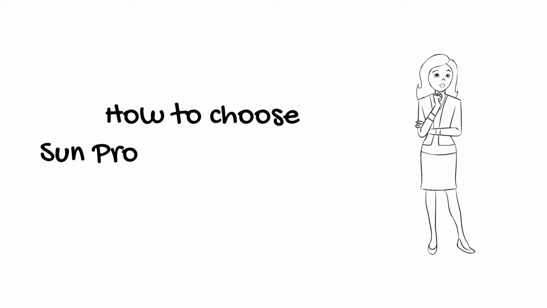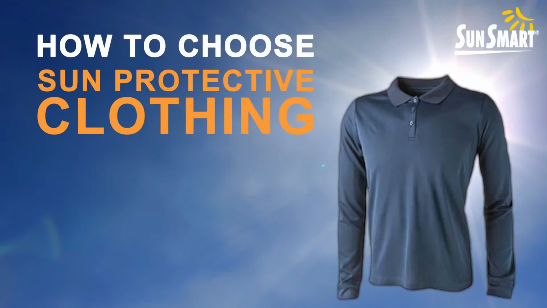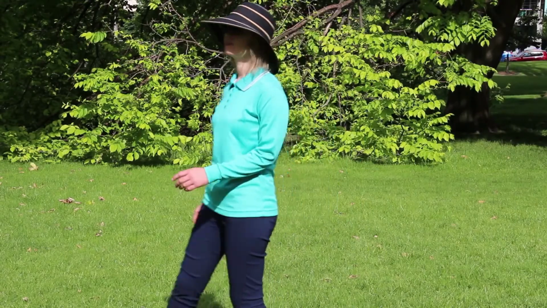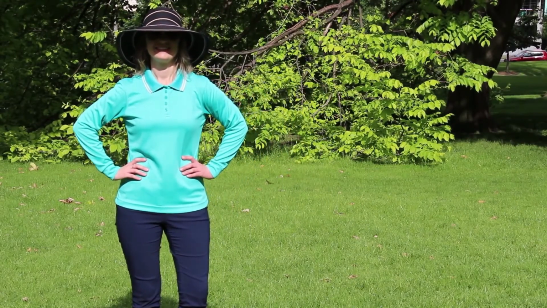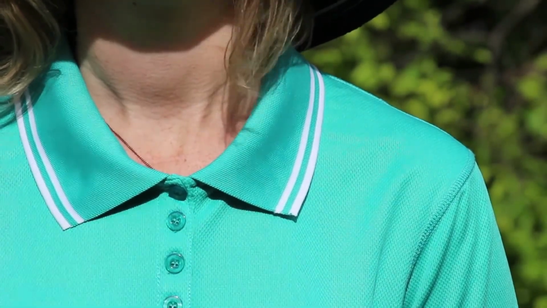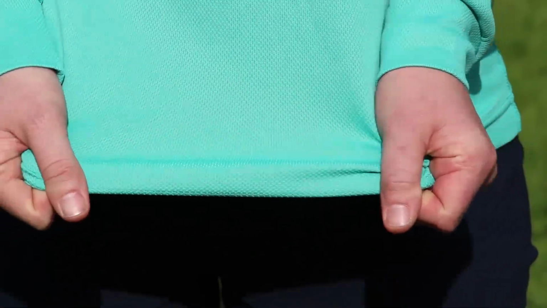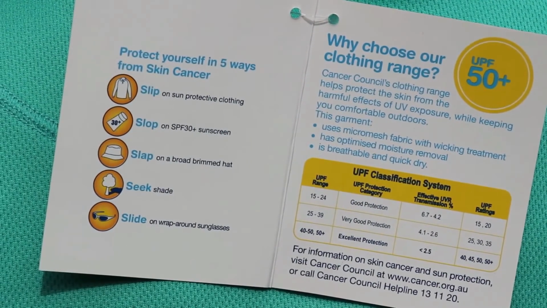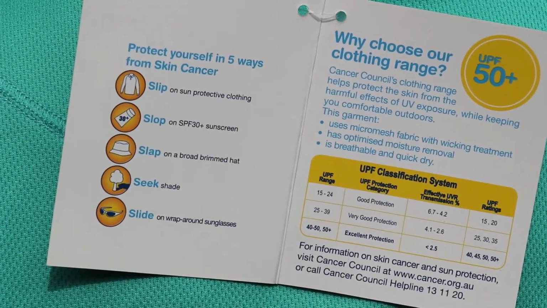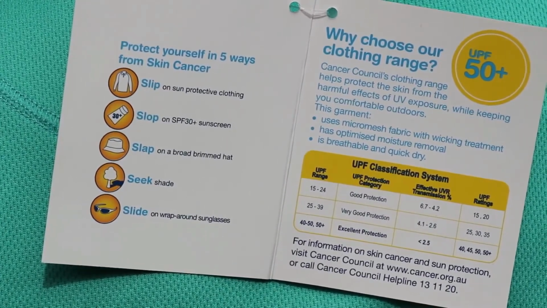How to choose sun protective clothing. One of the best barriers between your skin and the sun is clothing. Long pants and shirts with a collar and long sleeves are some of the most effective options, especially in darker colours. Look for a swing tag with a high ultraviolet protection factor rating to be sure you're protected.